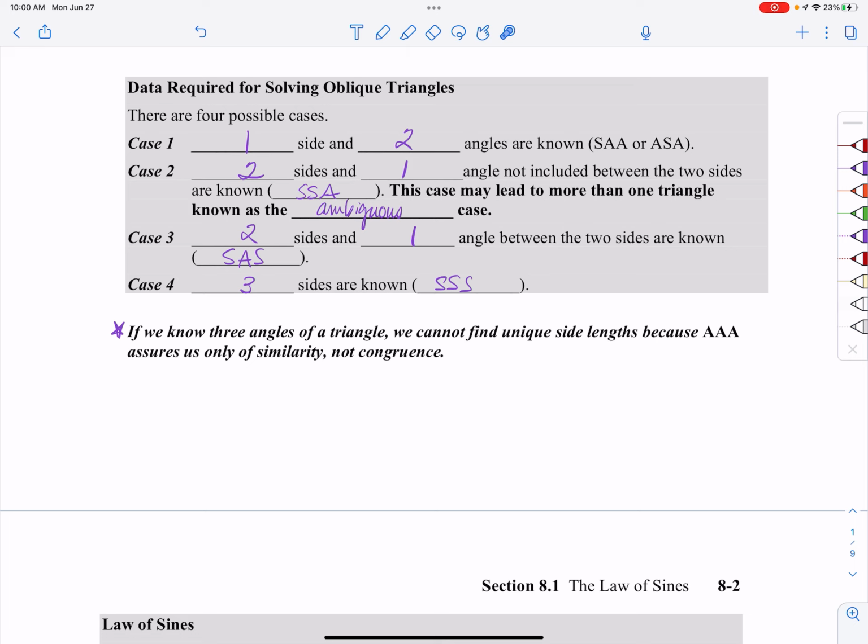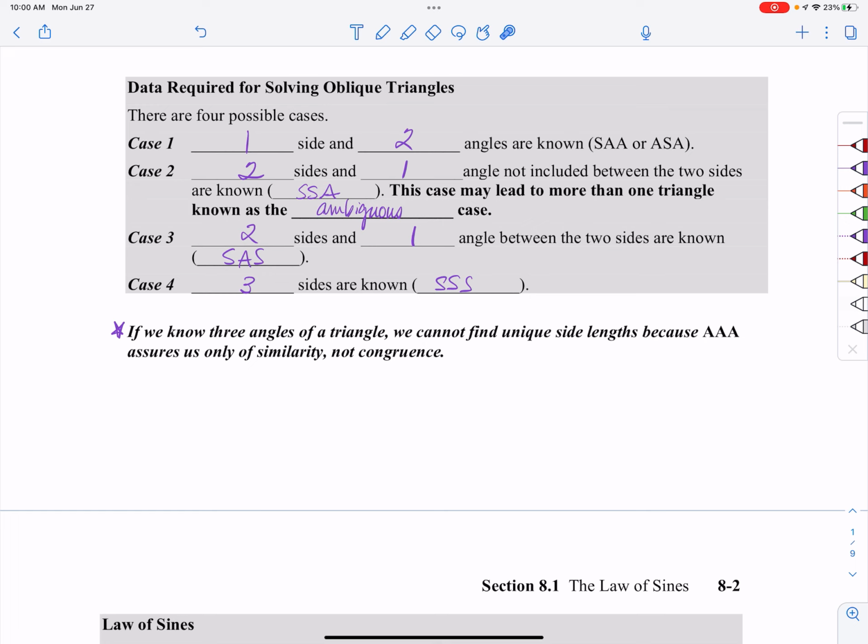Case 3 is where you know two sides and the angle between. So both case 2 and case 3, you know two sides and one angle. The difference is that here the angle is not between, here the angle is between. So when I know two sides and one angle where the angle is between, then I can solve. And then case 4 is where I know all three sides.